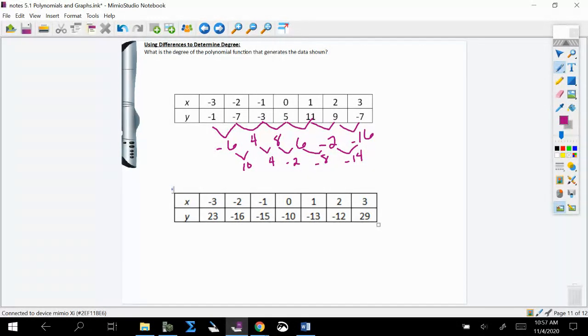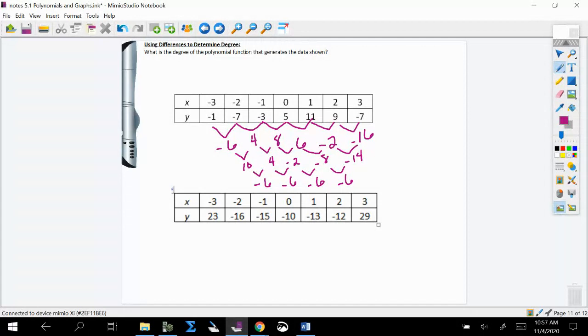We once again check those numbers and see if they are the same. They are still not the same. So we're going to continue the process. I promise it doesn't continue forever. So you're going to go 10 to 4 goes down 6. 4 to -2 goes down 6. -2 to -8 goes down 6. And -8 to -14 also goes down 6.